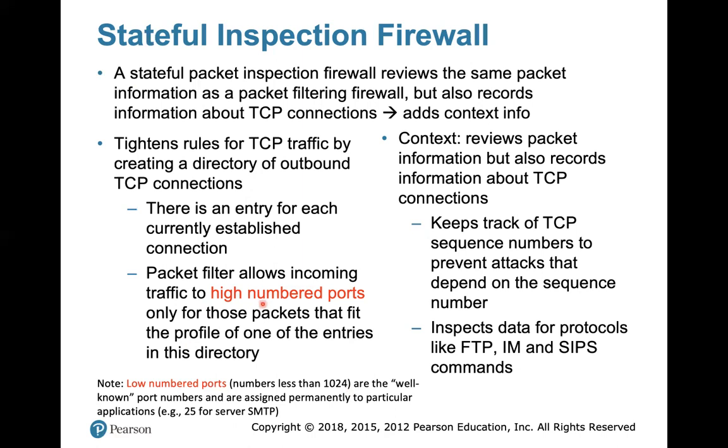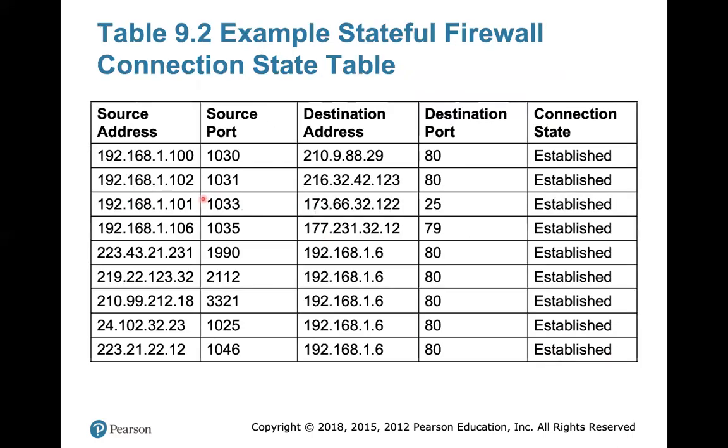But if the packet comes with a higher numbered port, that means this is a user packet, and that packet should be investigated more. The same thing here: it keeps track of the TCP/IP with the sequence number and inspects data for the protocol. Here is an example. We see the source address, destination address, and the source port, destination port. This connection is established, meaning that any other packets coming from the same source address to the same destination address are treated the same way and forwarded.